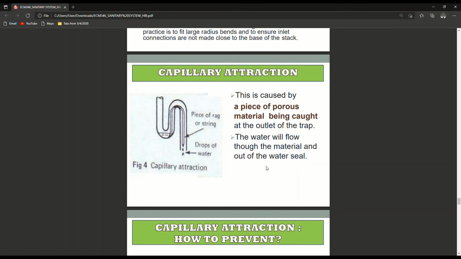So, capillary attraction. This is caused by a piece of porous material being caught at the outlet of the trap. Porous material is a material that contains voids, which make it easy for liquid to pass through, and the water will flow through the material and out of the water seal. Examples of porous material are sponge and paper.